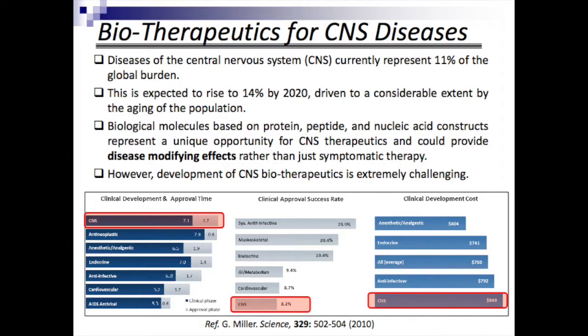The problem, as many of us know, is that how do you get these molecules into the brain is very challenging, and it really creates a huge problem in terms of development. This work was first highlighted in an article in 2010, and you see in the bottom part of the slide that CNS diseases, or drugs that are developed for CNS diseases, actually take the longest time to get to approval.